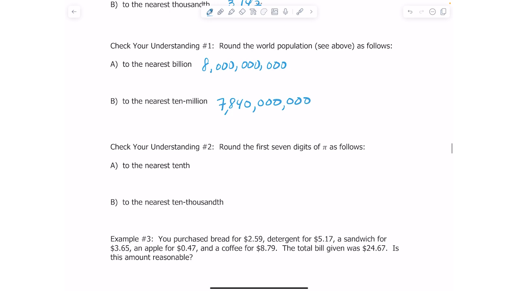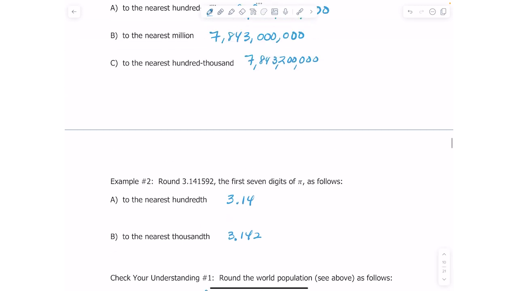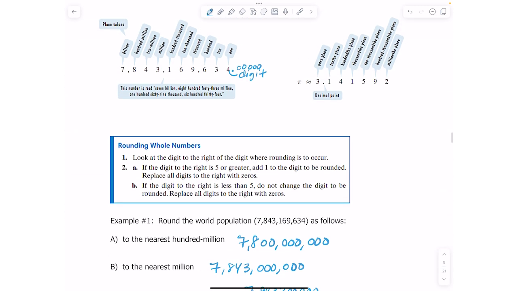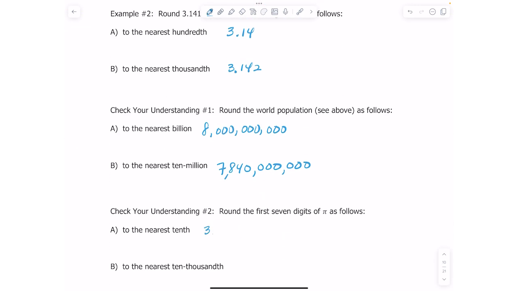For check your understanding number 2, we have the number pi. We round to the nearest tenth. This number here is in the tenths spot, the 1. The 4 tells us to keep it the same, so it's just going to be 3.1. Remember, we don't have to worry about the zeros because of the decimal point.